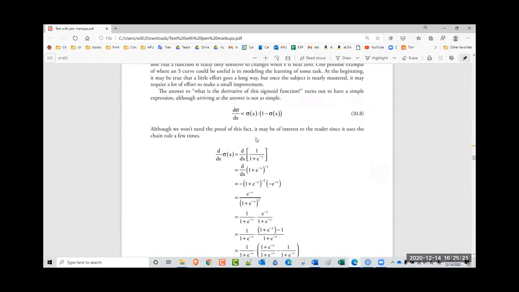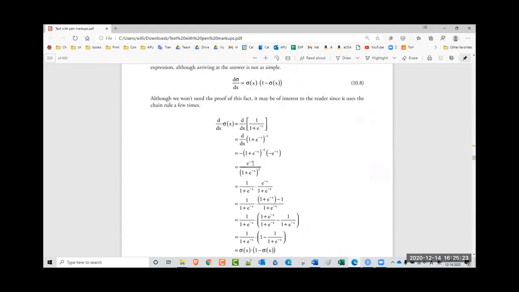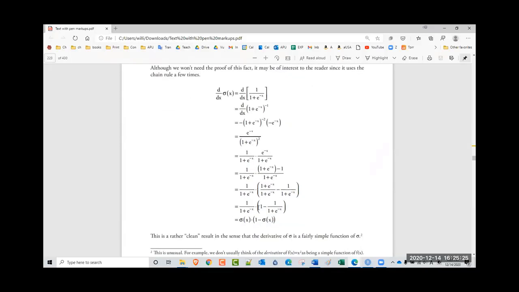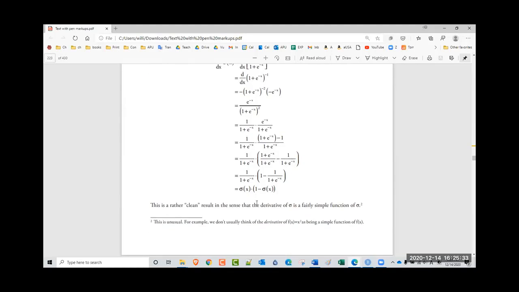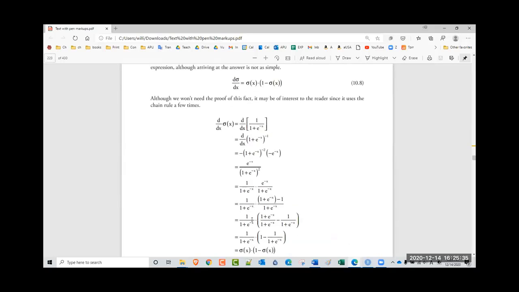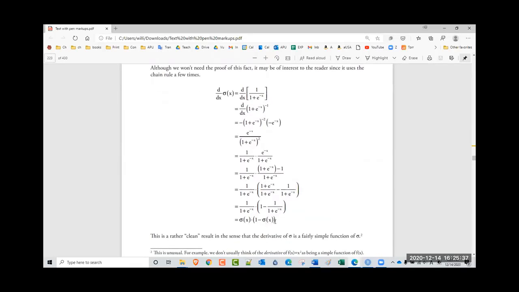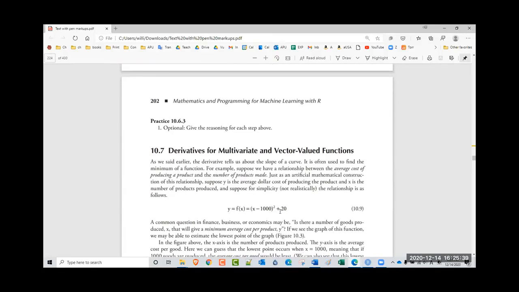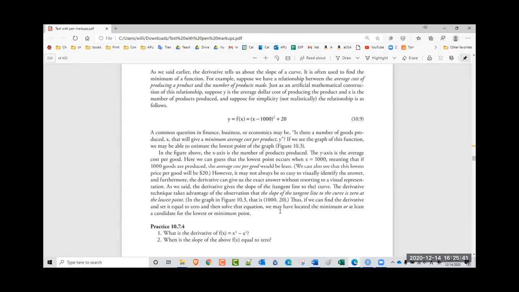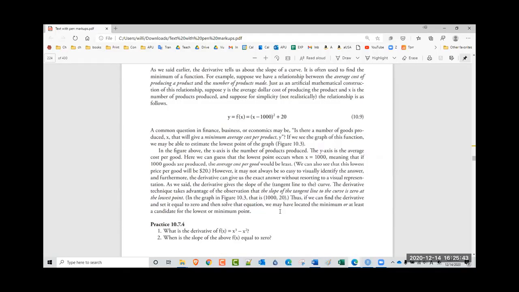And we need the derivative of it, but we won't actually use this. We'll do it a different way. But anyway, you can follow through these steps. They're actually quite easy. And you can show that the derivative is the original function times 1 minus the original function. Okay, let's keep going.